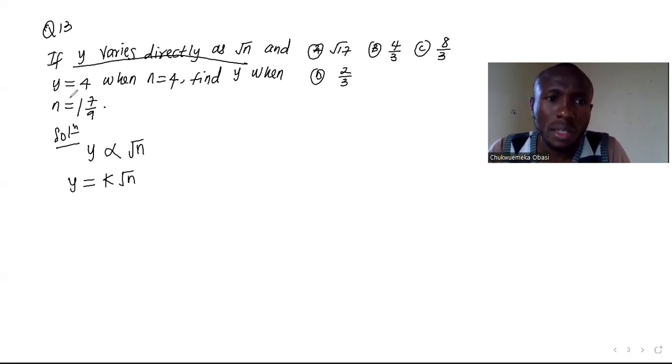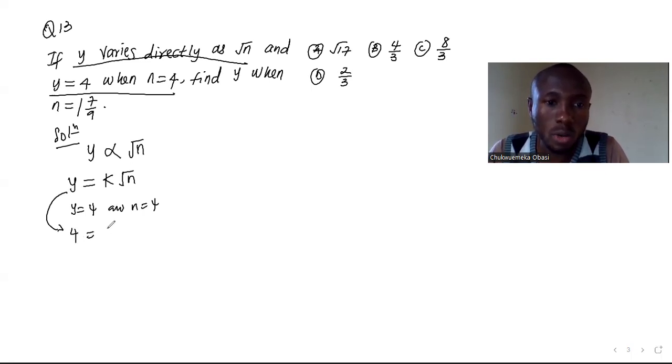It says now, y is 4 and n is 4. So this next statement is to help you get this constant of proportionality you introduced earlier. So now y is 4 and n is equal to 4. So let's plug it right here. So we have 4 equal to k root 4 because n is 4, y is 4. And what is the square root of 4? The square root of 4 is 2, right? Then you have your 4 here.